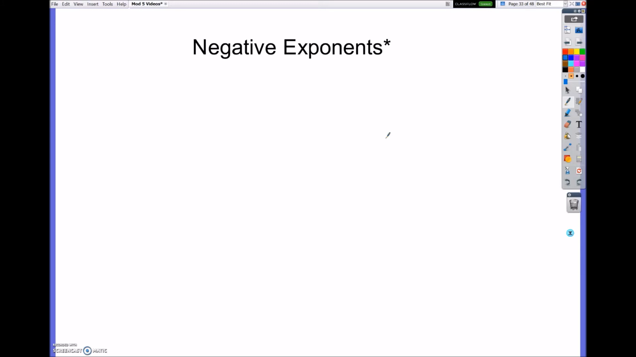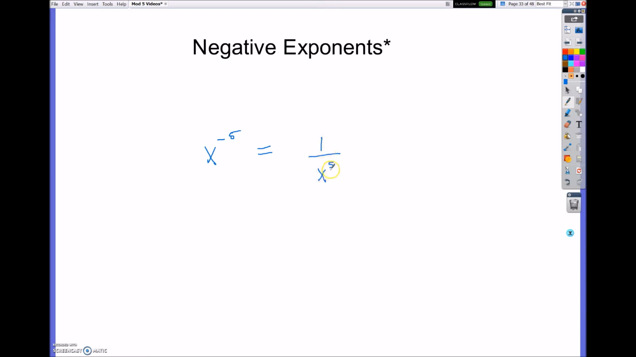Hey guys, what we're going to be looking at today is negative exponents. Negative exponents are a little different from things we've seen in the past. As a reminder, if we have a negative exponent like x to the negative fifth on the numerator, what we do in order to turn it into a positive is move it from the numerator to the denominator. Okay, and then we're done.